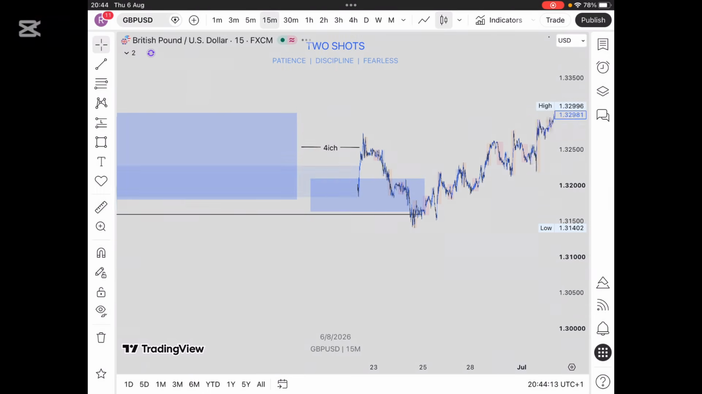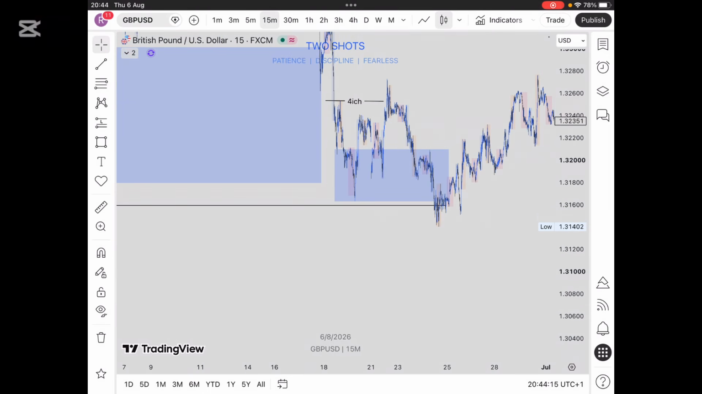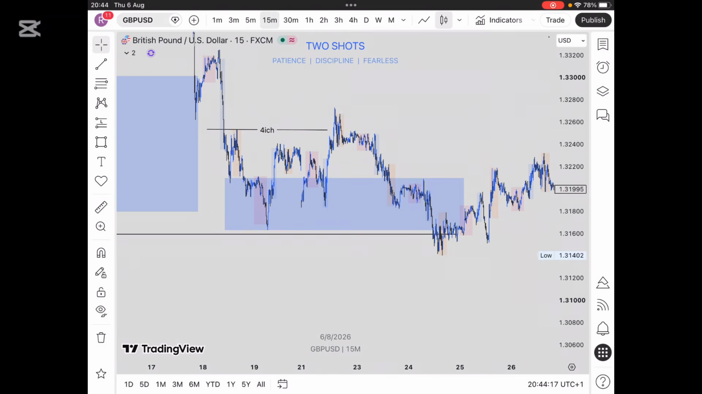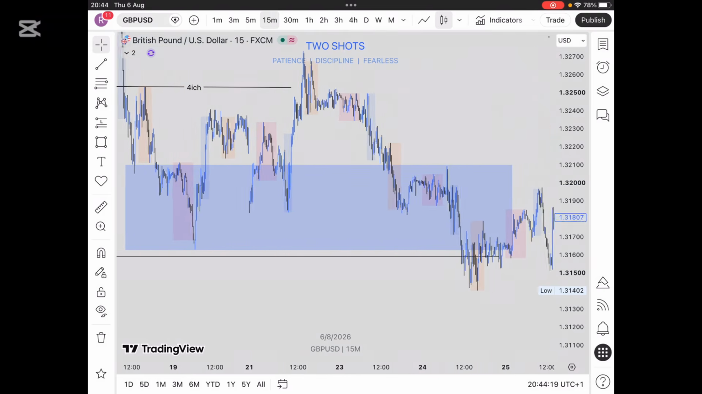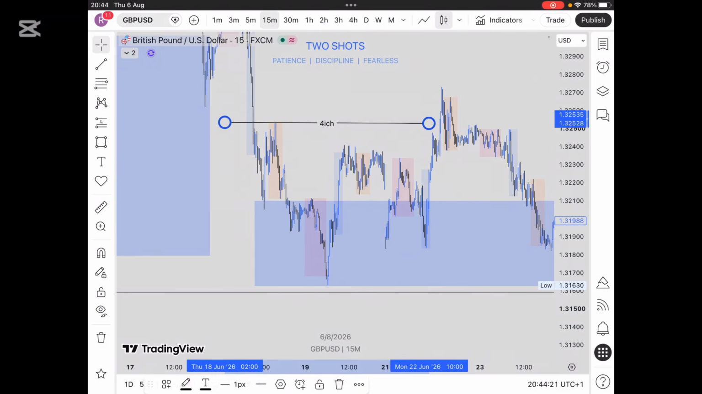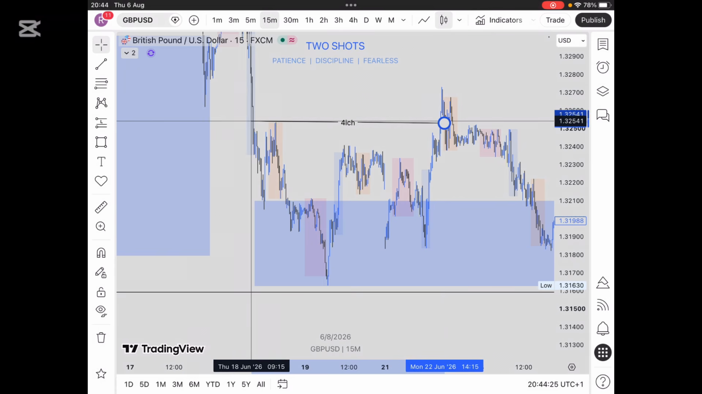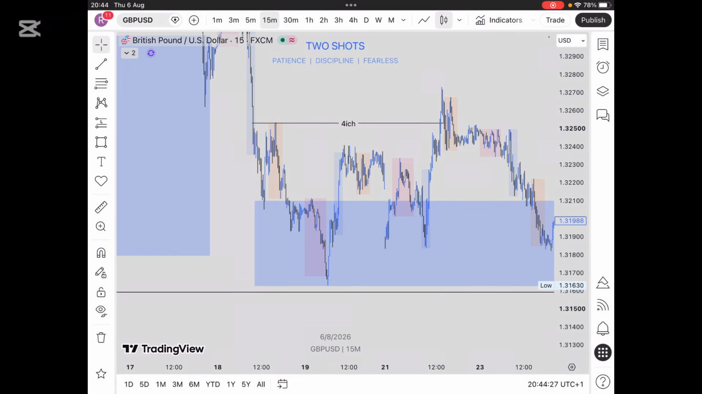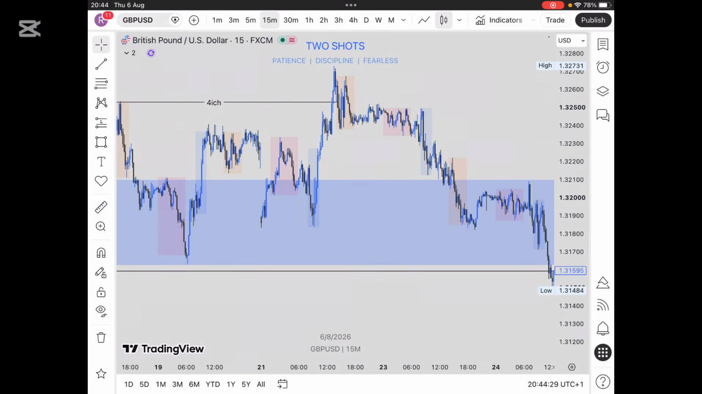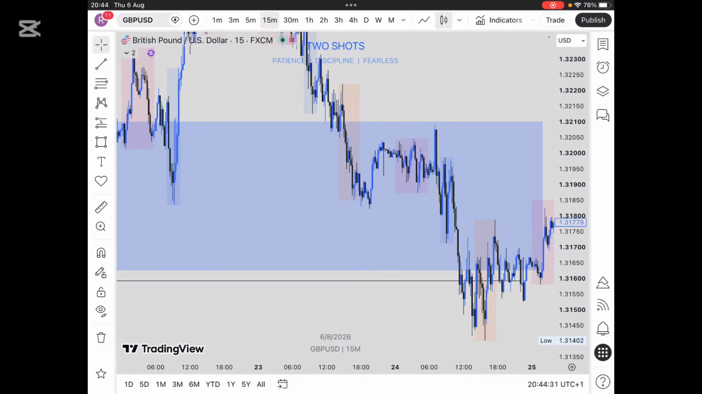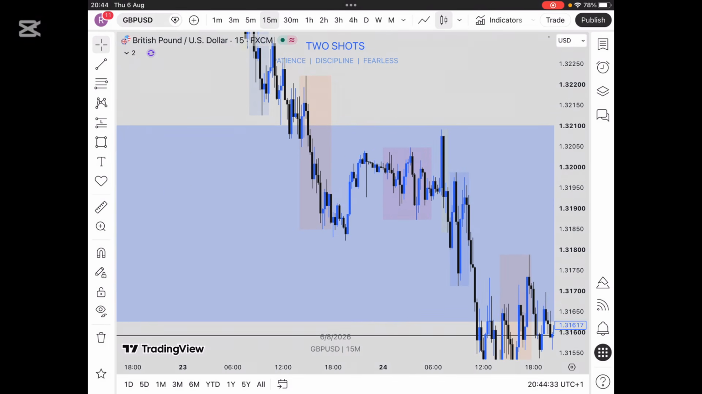Go down to our POI. All right, so here we are on the 15 minutes time frame. Now after we've gotten this change of character to the upside, our internal change of character to the upside, we waited for price to come back into the POI. Here it is.